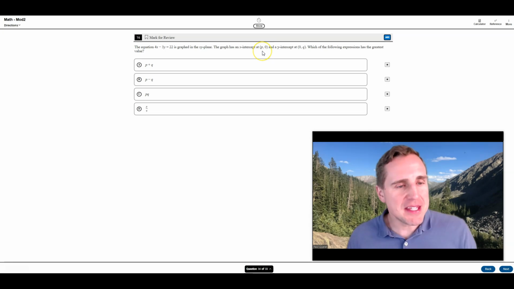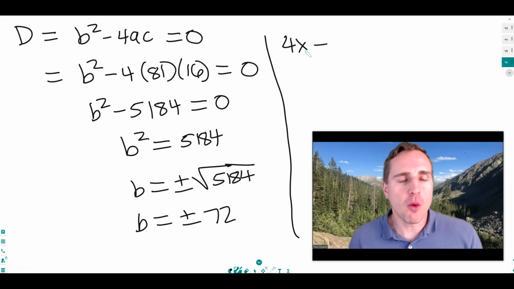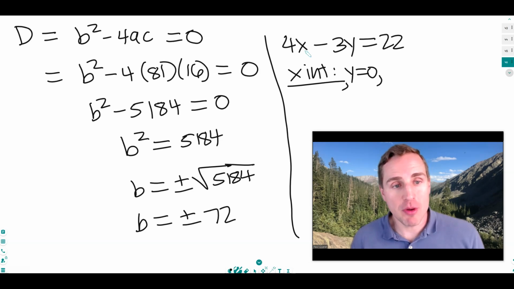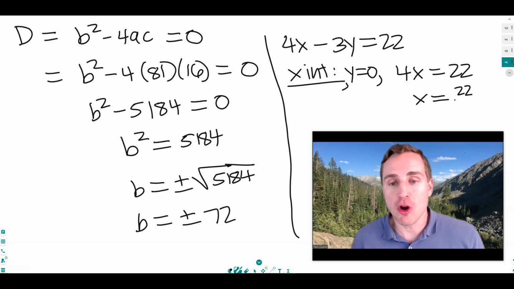Because p is the x-intercept, which is found when y is equal to 0. If q is the y-intercept, that's found when x is equal to 0. So if we have 4x minus 3y is equal to 22, let's first find the x-intercept. So the x-intercept is going to be when y is equal to 0, and setting 0 in here, we just get 4x equals 22. Divide by 4. So then x is equal to 22 over 4, which is 11 over 2.